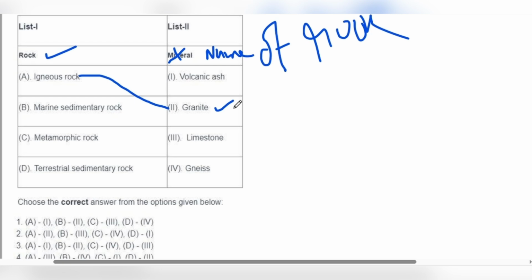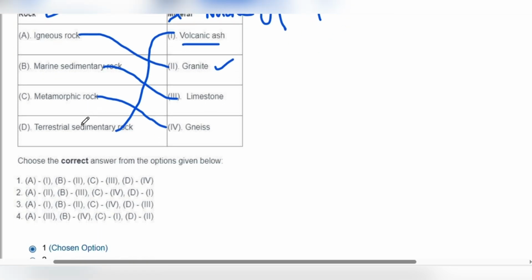Fine. Marine sedimentary rock will be limestone, metamorphic rock will be gneiss, and terrestrial sedimentary rock will be volcanic ash. Volcanic ash from the volcano gets deposited year after year in the terrestrial area and it will form the rock. So our answer will be A2. There is only one option, so option 2 is the correct answer.